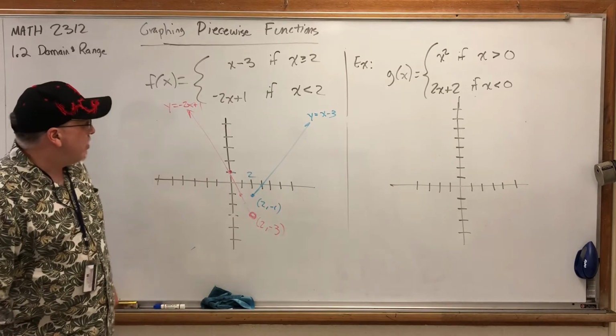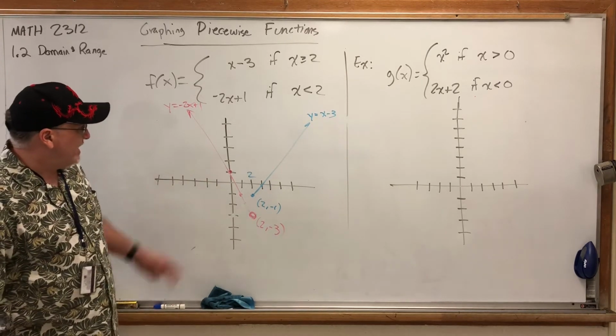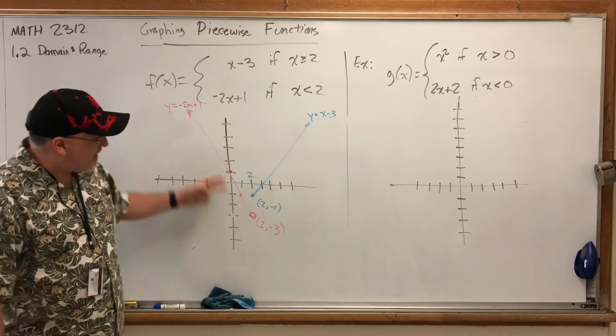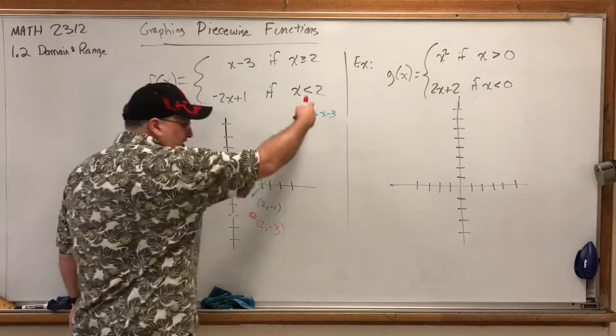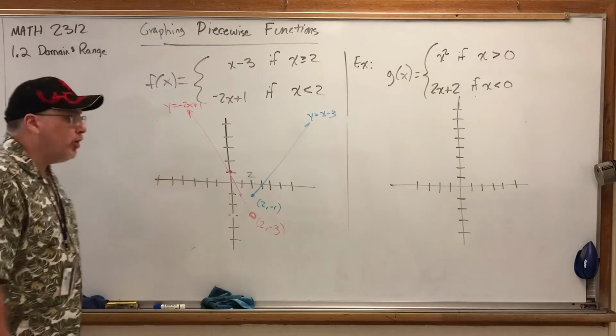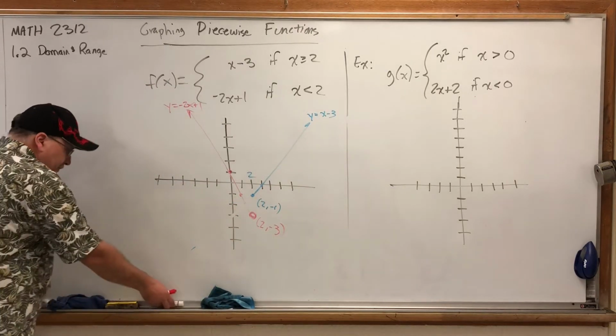And this would be a graph of this piecewise function. When x is less than 2, it's this graph, not including its boundary point. And when x is greater than or equal to 2, it's this graph, including its boundary point. Let's do the same thing over here.